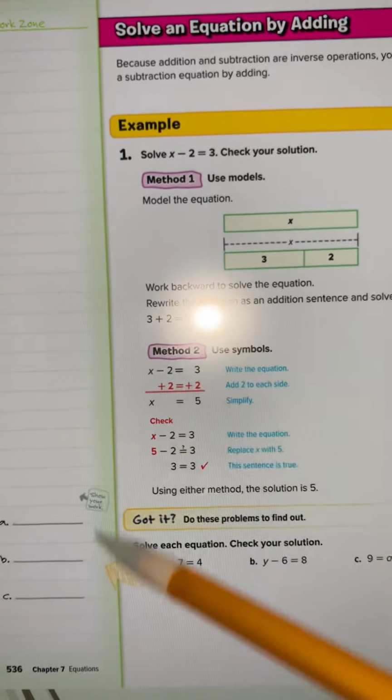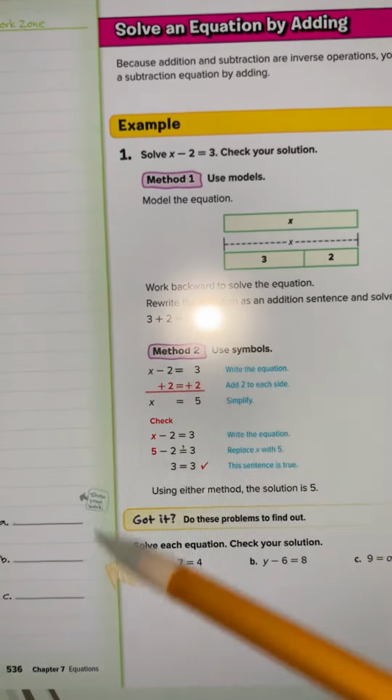If I want to check it, I will always use the original equation that we started with. So it's x minus 2 equals 3. Now I'm going to substitute the x for the 5 that we just solved for. So 5 minus 2 equals 3. And on this side, we already have 3. We just bring it down. So 3 equals 3 is correct.